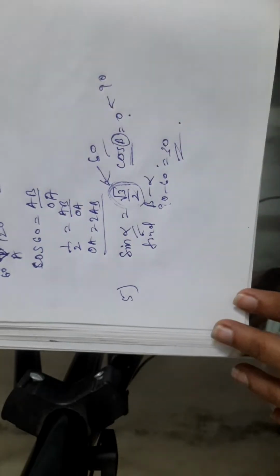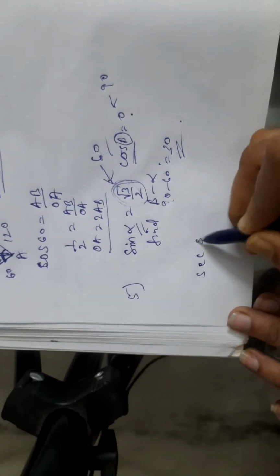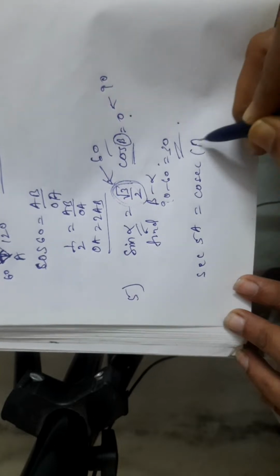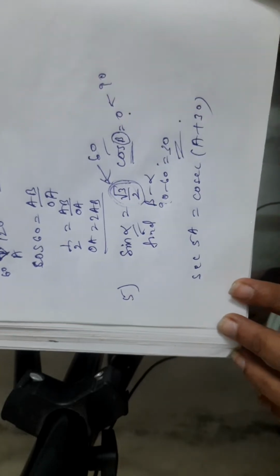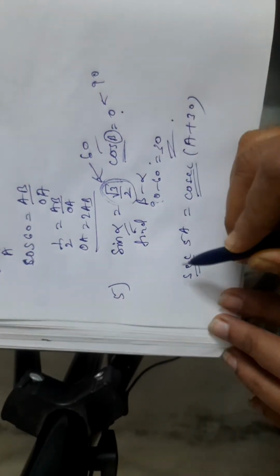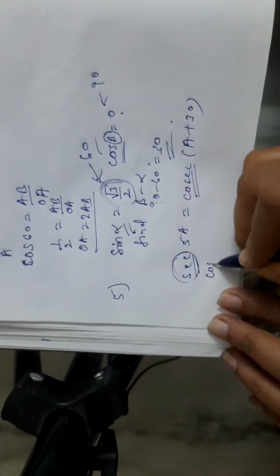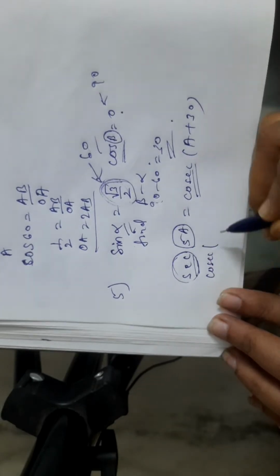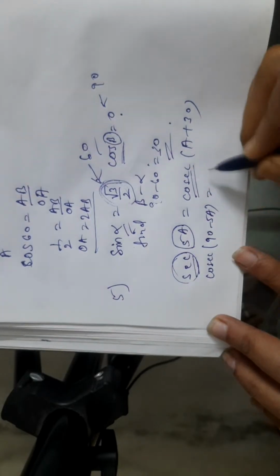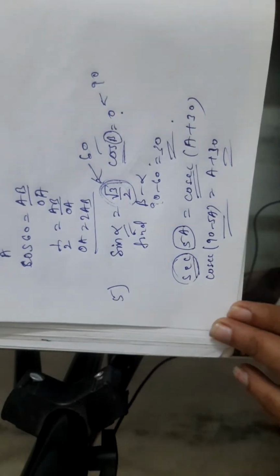Question number 7. It is given sec 5a is equal to cosec of a plus 30. If you recall, I explained that sec and cosec are interrelated. We need to change either one of the terms. So we'll replace sec with cosec and the angle becomes 90 minus the given angle, so it is equal to a plus 30. Now compare the terms directly and find the value of a.